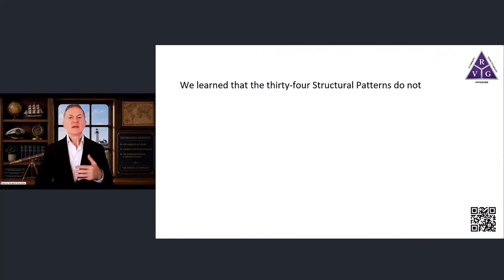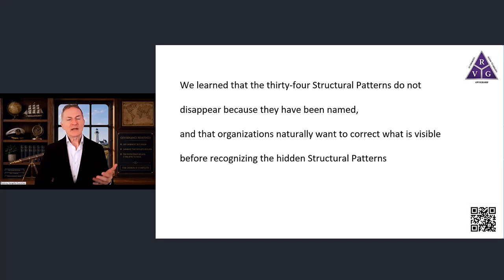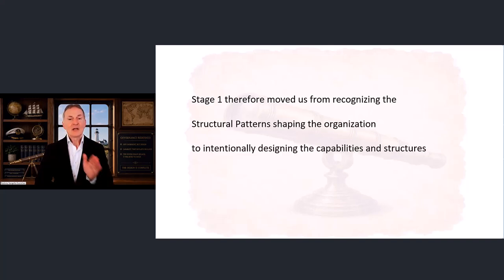We learned that the 34 structural patterns do not disappear because they have been named, and that organizations naturally want to correct what is visible before recognizing the hidden structural patterns quietly shaping how the organization operates. Stage 1 therefore moved us from recognizing the structural patterns shaping the organization to intentionally designing the capabilities and structures that would operate in their place.